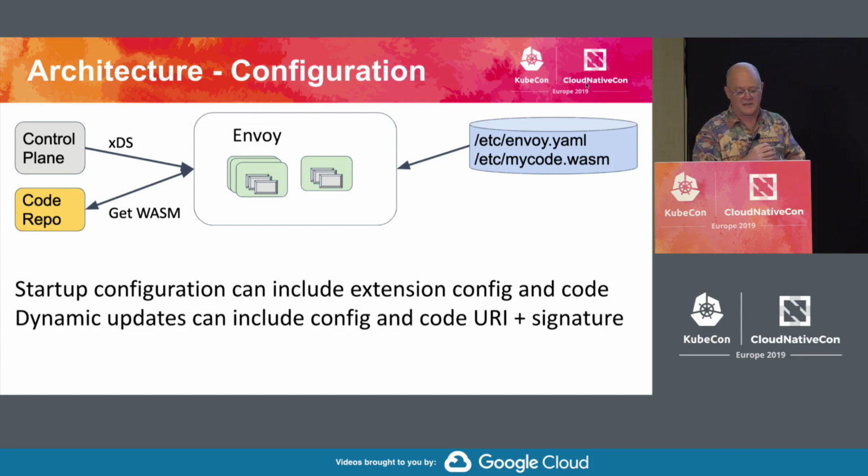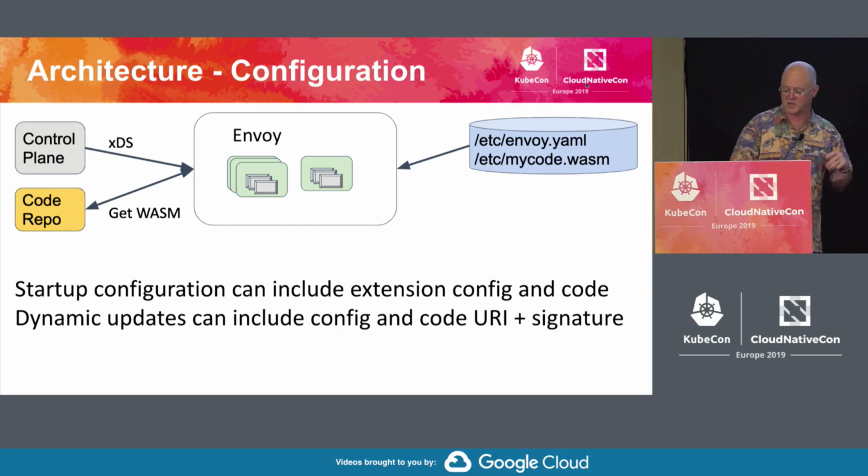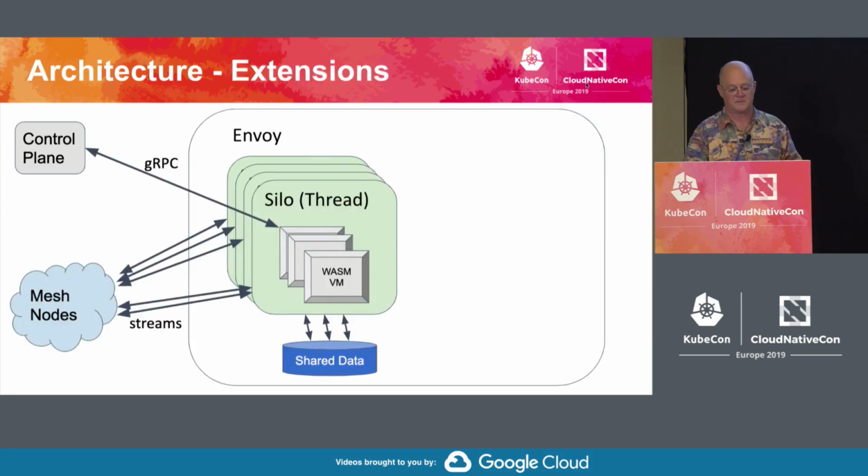And then later on, you can pass in new descriptions, new configurations dynamically using xDS. And those descriptions could include, say, a URI and a SHA-256 that says, hey, go out to this code repo, pull down this WASM module. This is the one you want to use. So initially, we'd start out with it on disk, but you could go get it from another source later on.